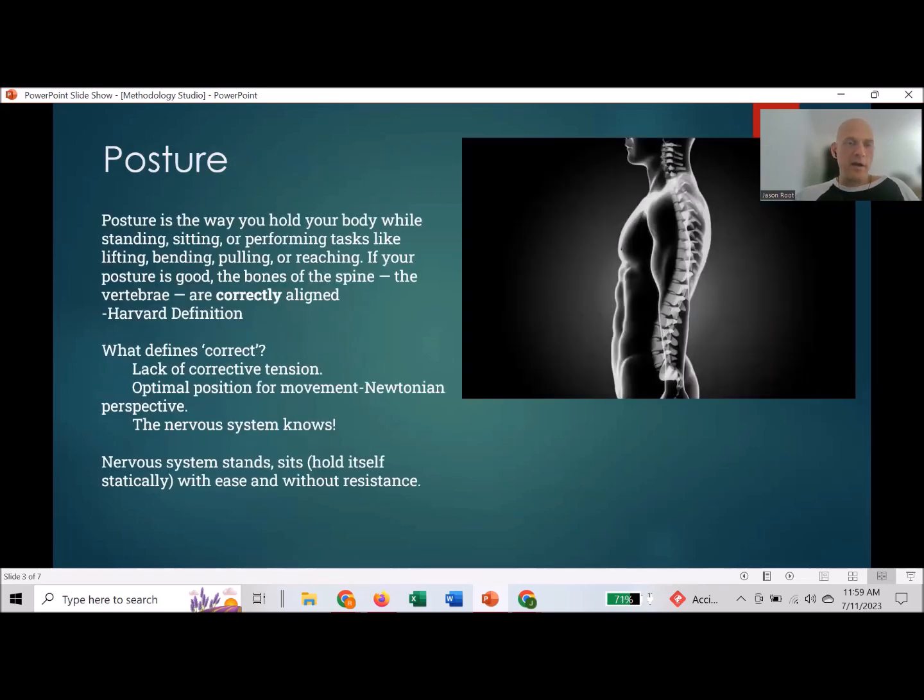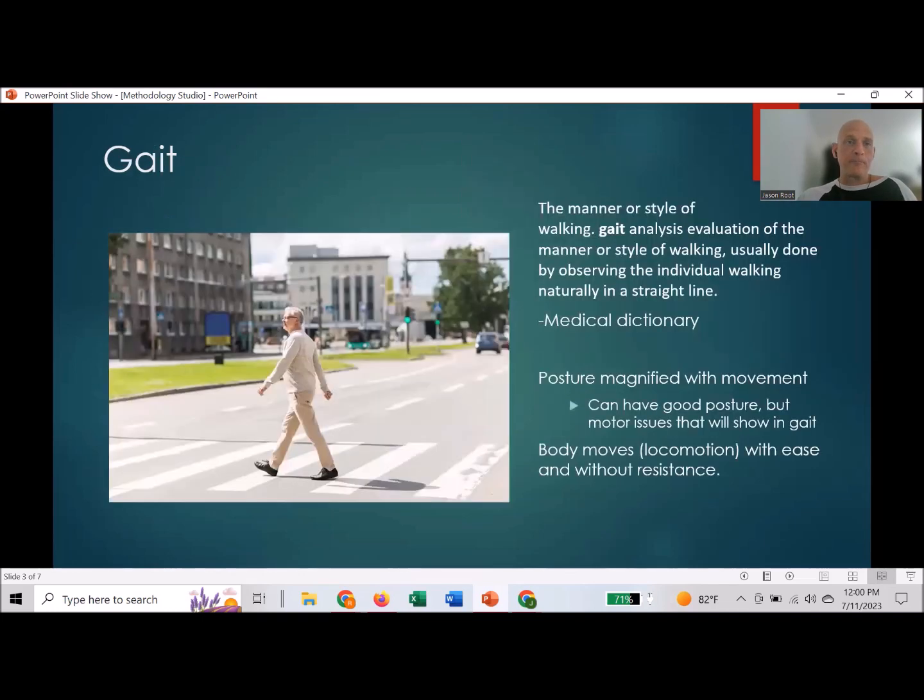So posture, you can see the definition here from the Harvard Medical Dictionary. The way I'd put it is simply the way the nervous system stands, sits, or holds itself statically with ease and without resistance. That's obviously proper posture. Improper posture or imbalances in posture would be where we start to get tightness and chronic pain that is created by the nervous system to protect for some misalignment, for something that is not quite mechanically correct with respect to physics. So we're going to try to correct for that.